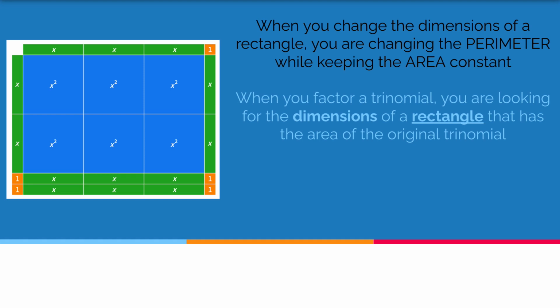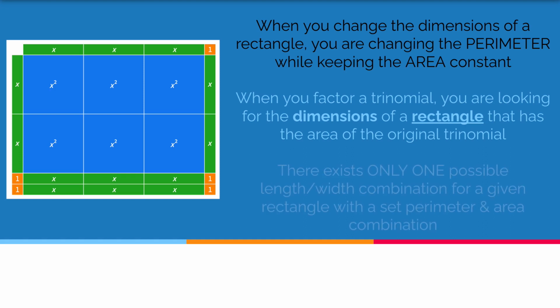If I am trying to find the factored form of the original trinomial, so in this case the area, or the sum of all the pieces, that's 6x squared plus 8x plus 2, the dimensions of a rectangle around that, and I can orient it however I want, will be the factored form.